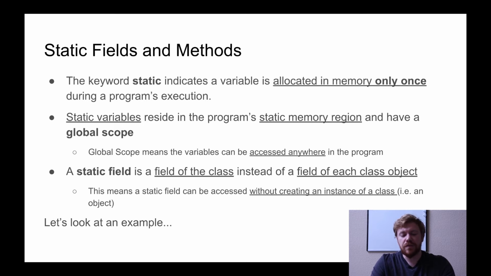A static field is a field of the class instead of a field of each class object. And when I say each class object, I'm talking about an instance of the class. What this means is a static field can be accessed without creating an instance of a class. I believe I've already showed this to you, where you can access a static field just by using the class name and then the dot operator and then the name of the static variable. So let's go ahead and look at an example of this.